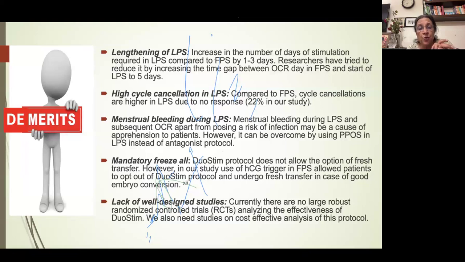Currently, there are no large, robust studies except the one reported by Vericilli, which has the largest number. We need randomized controlled trials analyzing the effectiveness of Duostim. We also need studies on cost effectiveness analysis of this protocol.